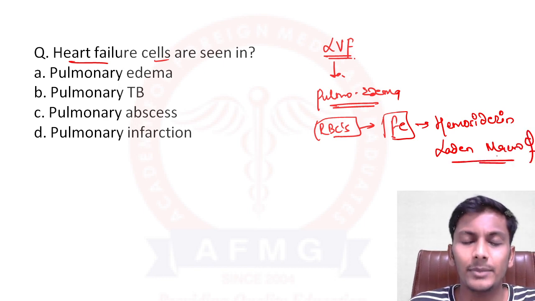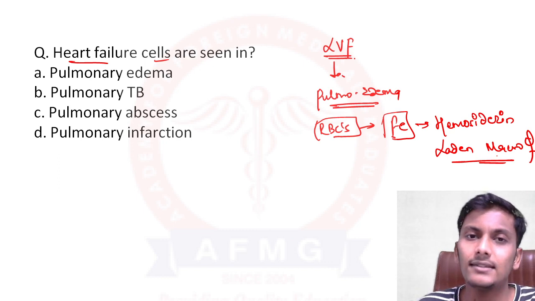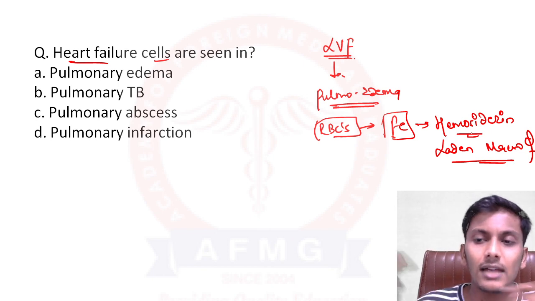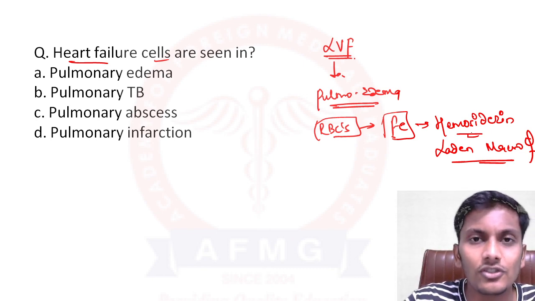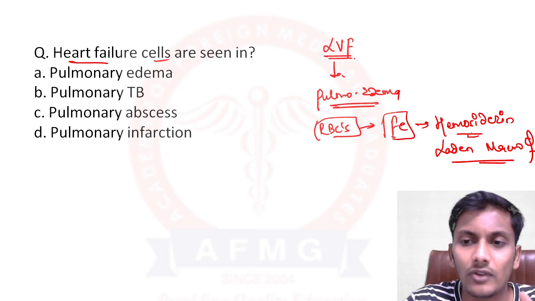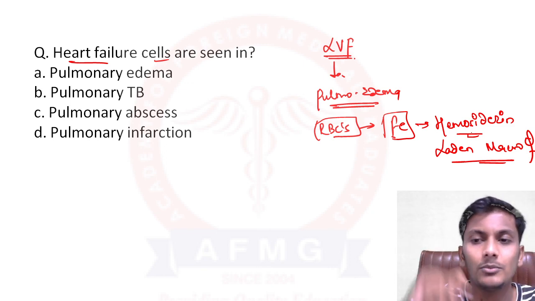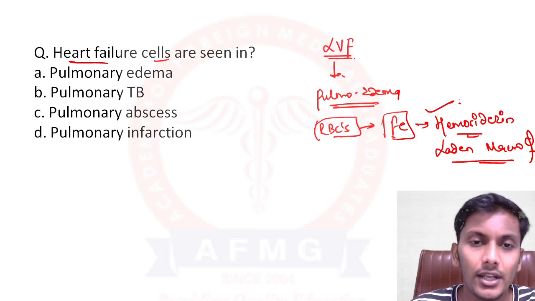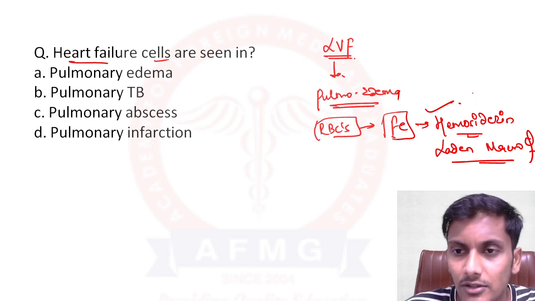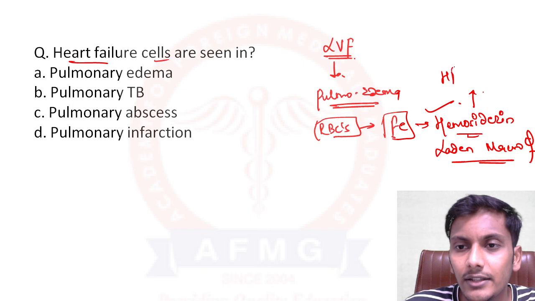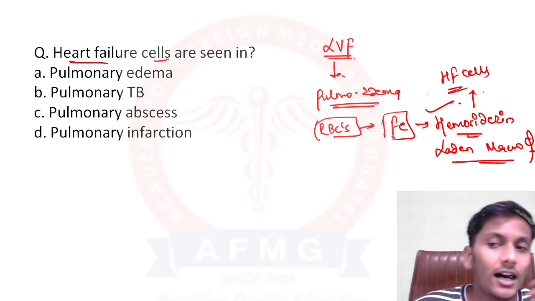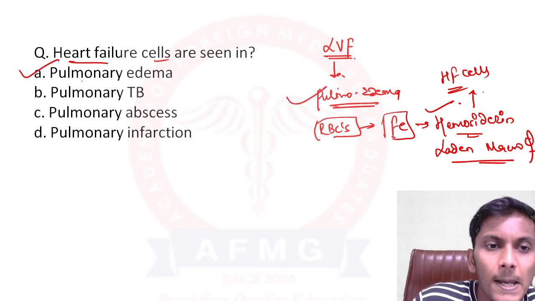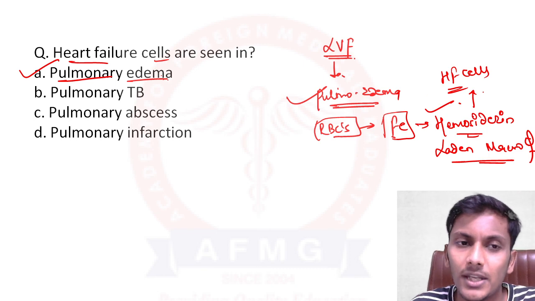This lysed RBC would release iron, and this iron would be converted to hemosiderin, which is a pigment. Phagocytosis is taken care of by macrophages, so these macrophages would engulf this hemosiderin, and are known as hemosiderin laden macrophages. They would be brownish in color, and these are known as your heart failure cells. These are seen in cases of option A, pulmonary edema.